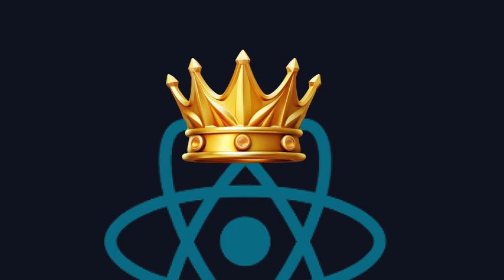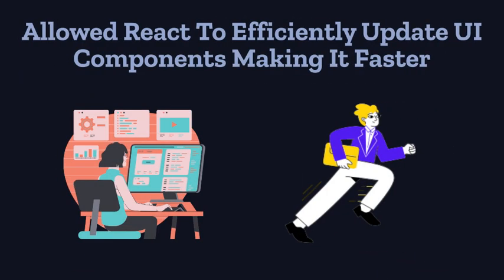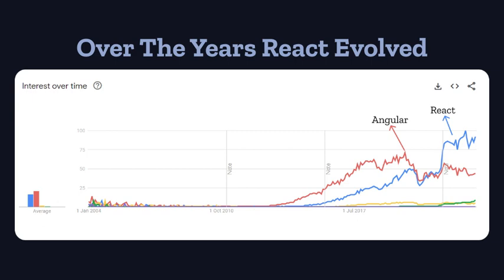This is where React comes into the scene. One of React's revolutionary concepts was the virtual DOM. This virtual representation of the actual DOM allowed React to efficiently update UI components, making it faster and more developer friendly. Over the years, React evolved and gained widespread adoption.